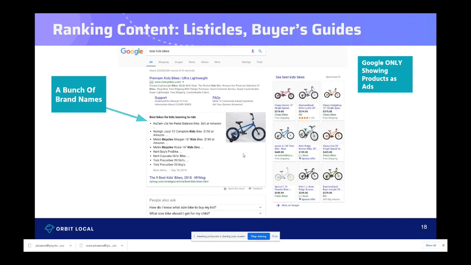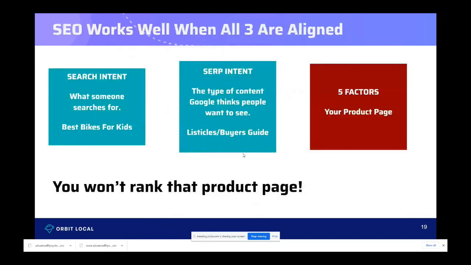I think that's really interesting because Google knows that people want to look at bikes for this search, but then they don't show individual e-commerce product pages, which I think is kind of how Google likes to do things. But basically the takeaway here is that SEO is going to work well when all 3 of those things are aligned. That's why, before we start getting into the 5 factors of ranking, you really have to understand the search intent and the SERP intent. That should be the framework of how you approach SEO.